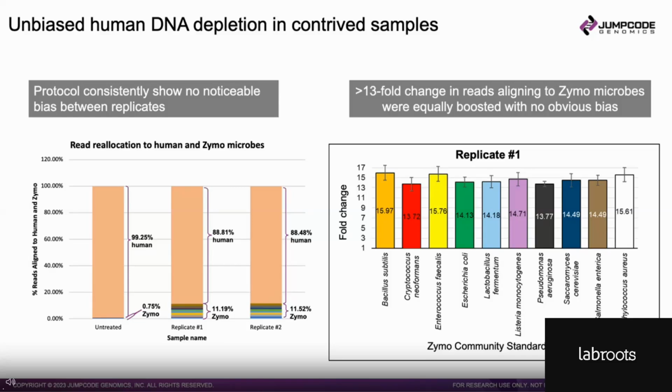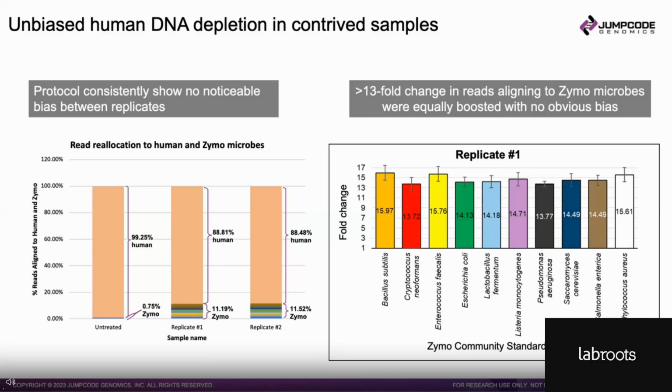This is followed by Jumpcode's CRISPRclean treated replicate 1, which now has 88.81% of reads aligned to human genome, while 11.19% of reads are aligned to Zymo microbial genome. The third bar graph starting from the left is replicate number 2 of Jumpcode's CRISPRclean treated sample, which now has 88.48% of reads aligned to human genome, while 11.52% of reads are aligned to Zymo microbial genome.